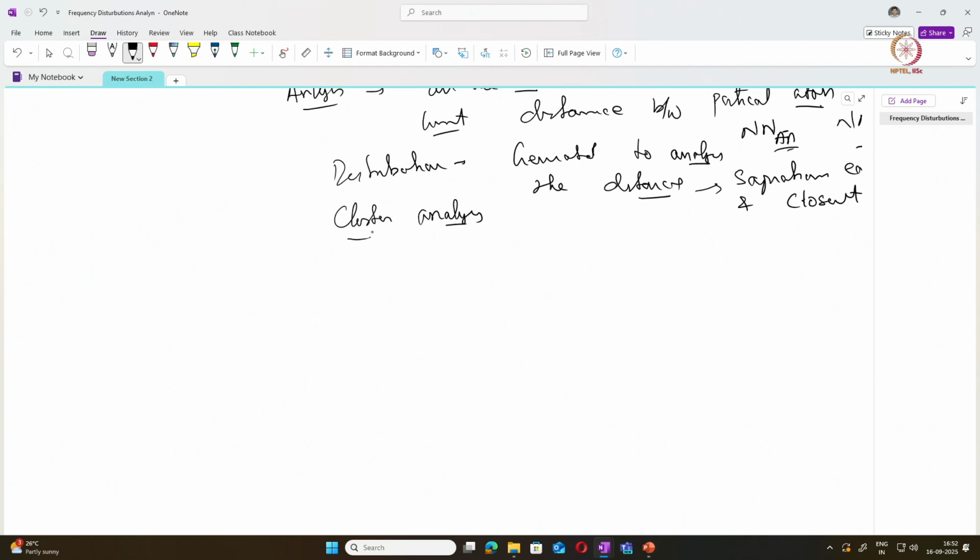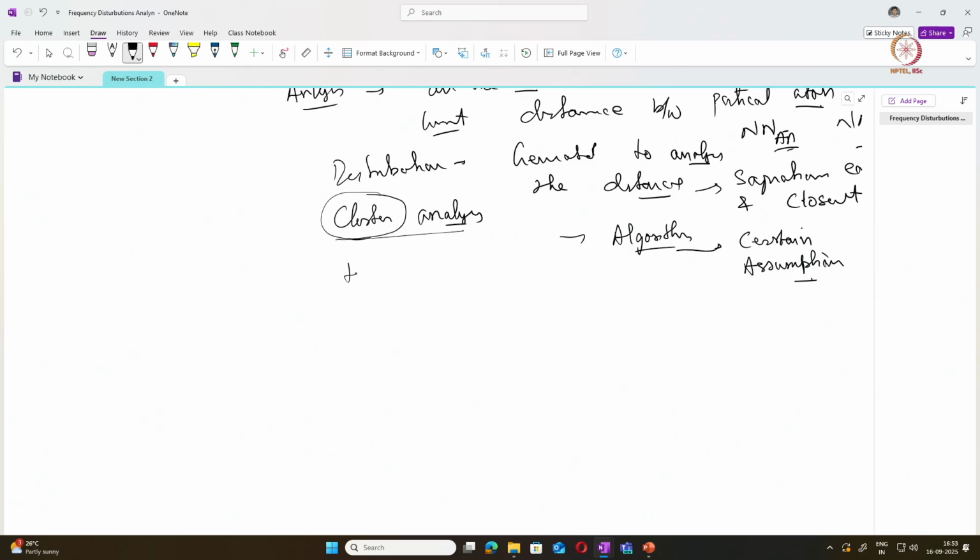And this cluster analysis is done by several algorithms which are based on certain assumptions. Okay, so what is the concept of cluster analysis? As the name suggests, these are the clusters. It means the identification of clusters or agglomerated atoms in the data set, and it can be done by using certain assumptions.